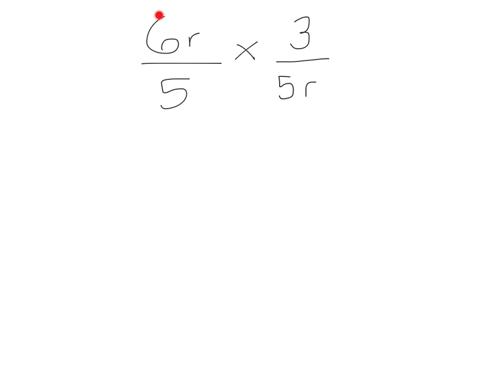First, let's look if things can simplify diagonally. Look at your numbers first, 6 and 5. The biggest thing you can divide both of those by is 1, so that's not helpful. However, we've both got r and r. Since 6r is multiplying and 5r is multiplying, I can cancel out these r's. Looking at my other diagonal, I can't simplify there. So I'm left with on the top, 6 times 3 is 18, and 5 times 5 is 25.